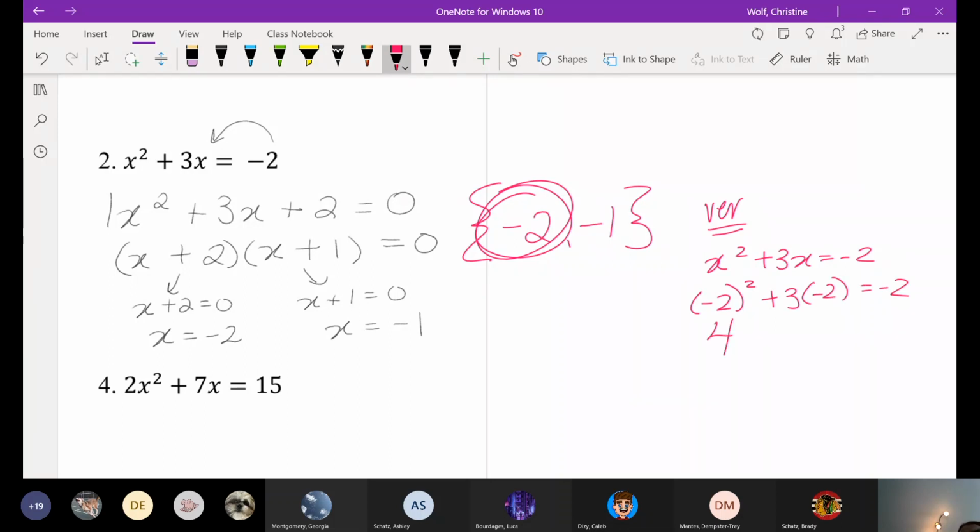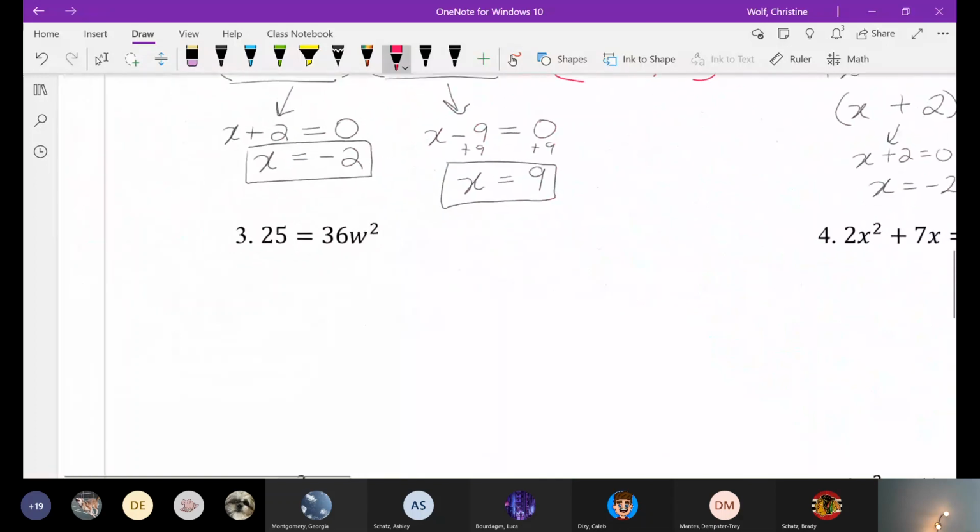Négative 2 au carré, c'est 4. And then it's additionné à 3 fois négative 2, c'est négative 6 égale négative 2. Ceci simplifie à négative 2. So, that's why it works. The equation is balanced in the end. Okay, so if we did the same thing with that guy, it would also balance out. Okay, so c'est une façon tu peux vérifier si tu veux. Ça, c'est pas nécessaire. OK.